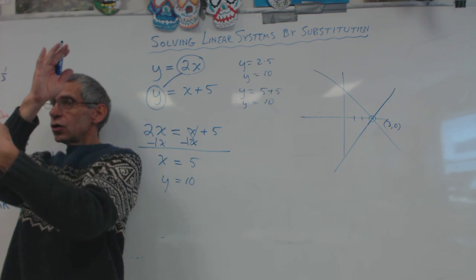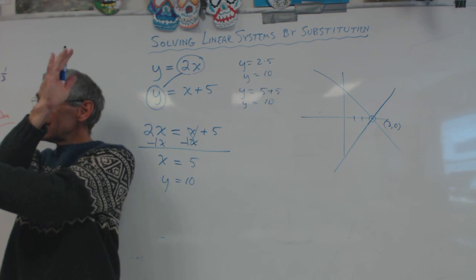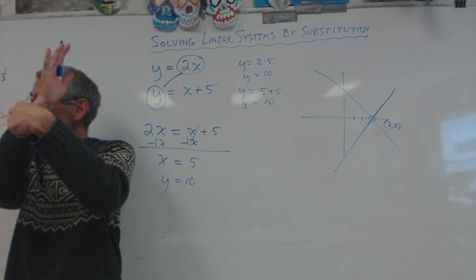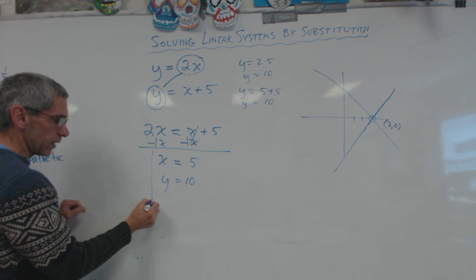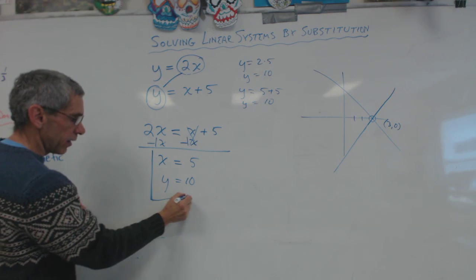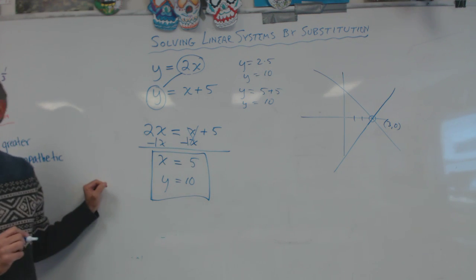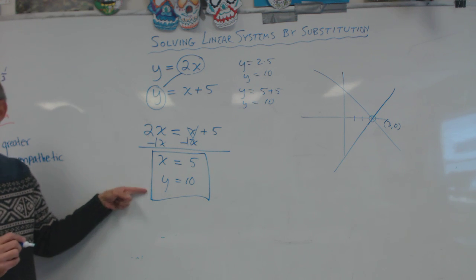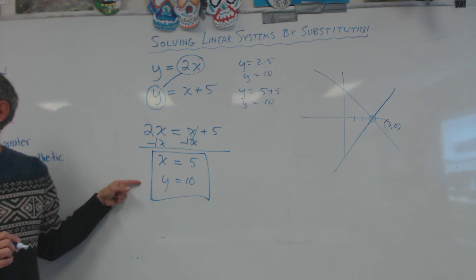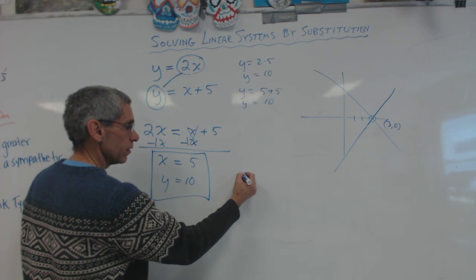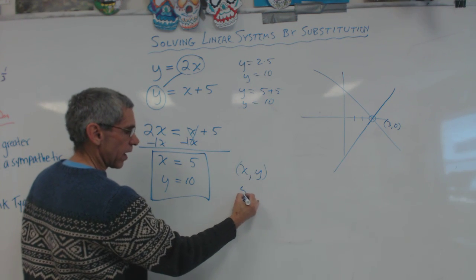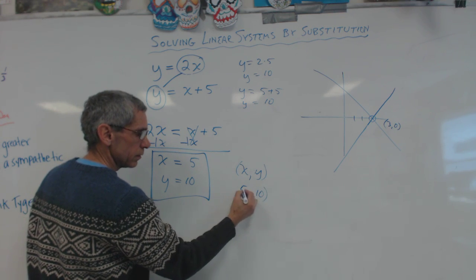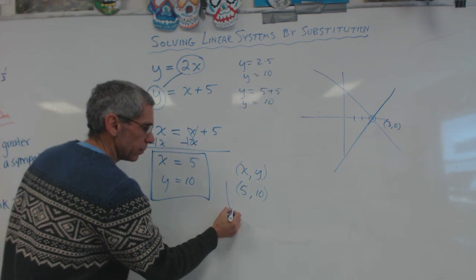So you're looking for that point, and that point is an x comma y. So you have to have an x and you have to have a y. You could either have your answer like this, x is 5 and y is 10, that's totally legal, or you could write it as a coordinate. A coordinate would be the x comma y, in parentheses. So it would be 5 comma 10, and I put that in a box.